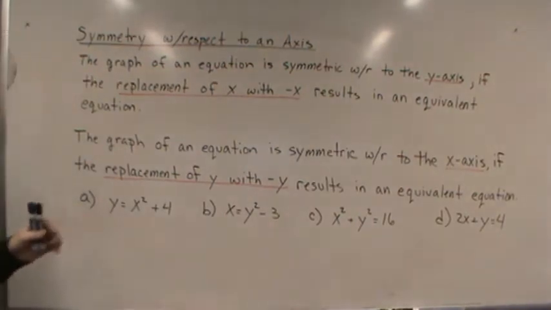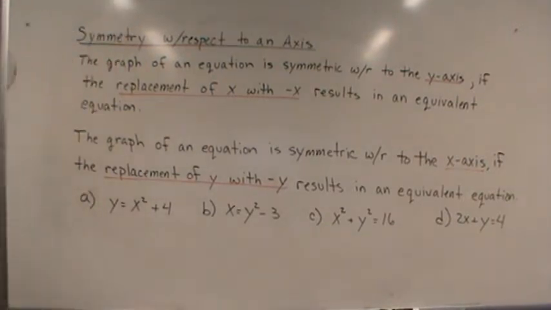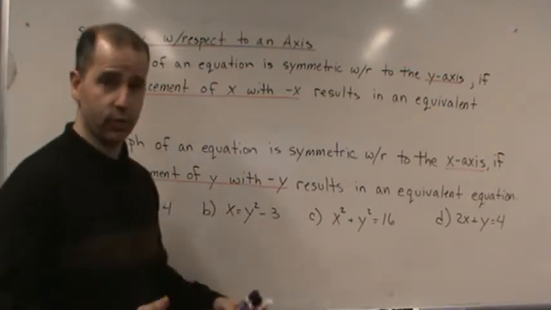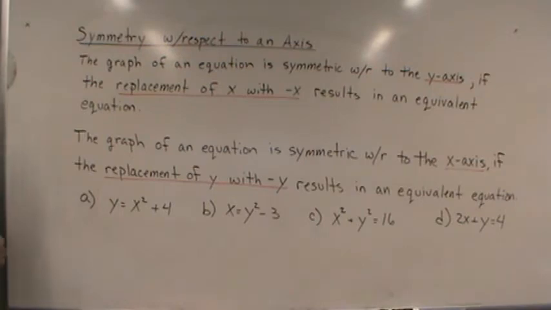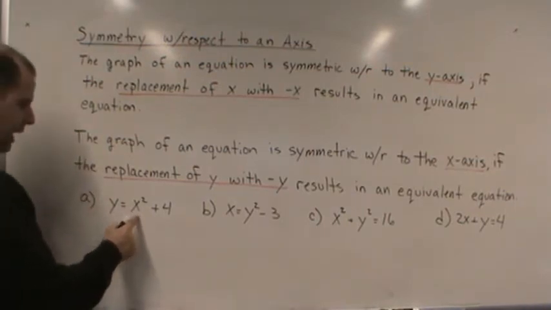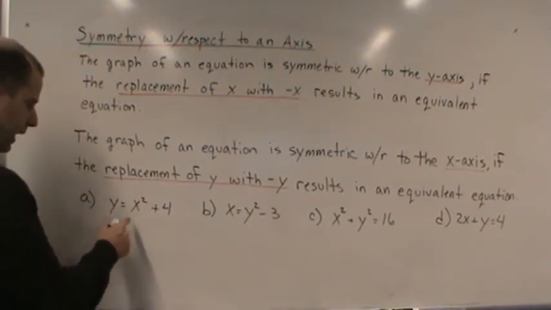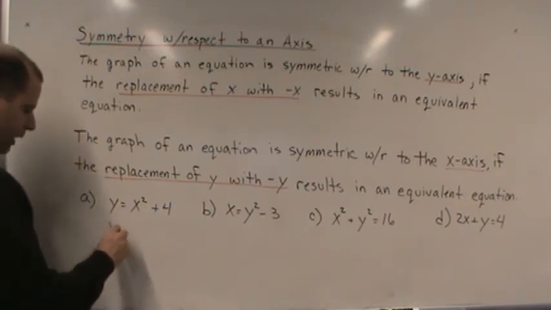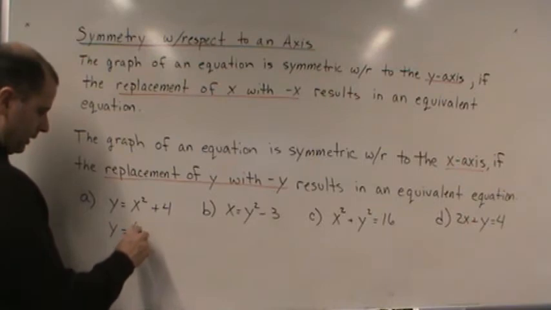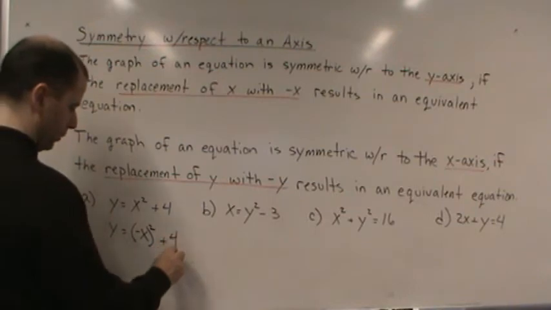I've got some examples here, so let's see which ones are symmetric with respect to which axes. It's possible it might be symmetric with respect to both axes, but we'll have to test each one. If I test this one, let's replace x with the opposite of x. Be careful here because this is squared, so we have to replace inside the square. So y equals the opposite of x, quantity squared, plus 4.